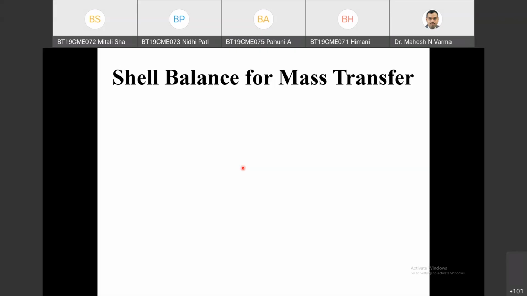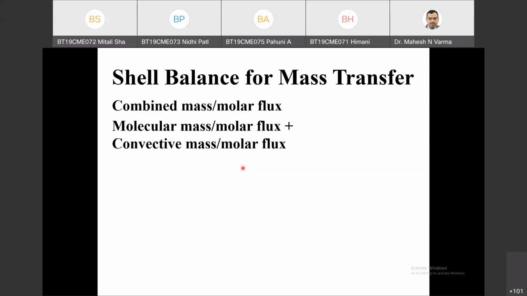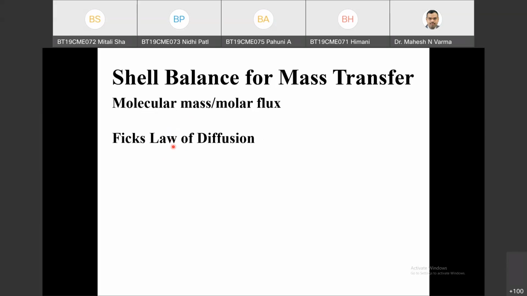So whenever there is mass transfer, it will be associated with convective as well as molecular transport. Whenever you are discussing shell balance for mass transfer, all the time we will be discussing combined mass flux. We will never discuss only molecular mass flux or convective mass flux. Molecular mass flux is given by Fick's law of diffusion, and for convective mass flux, velocity is associated with it. We will see that actually.